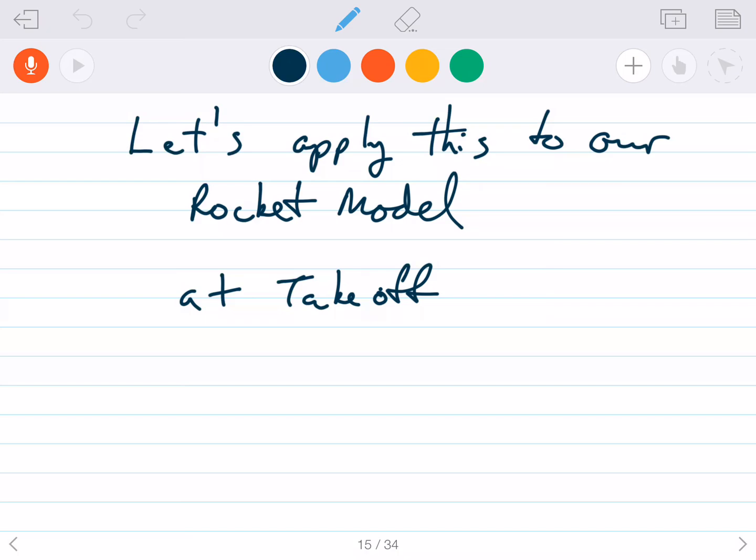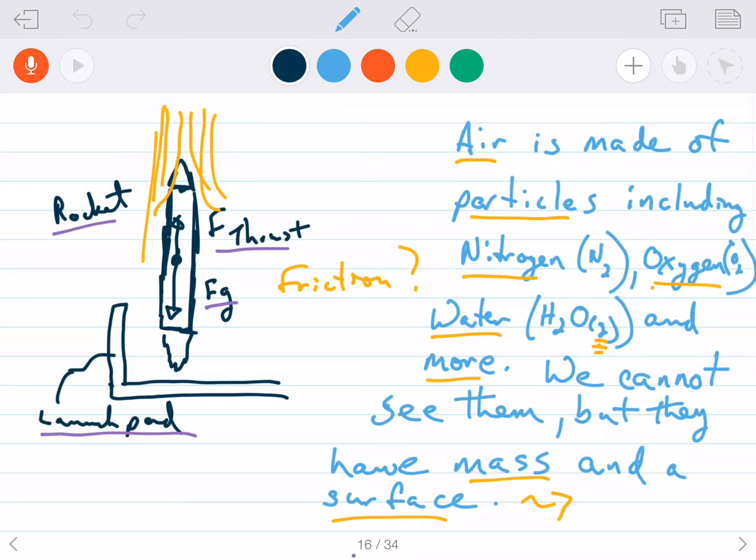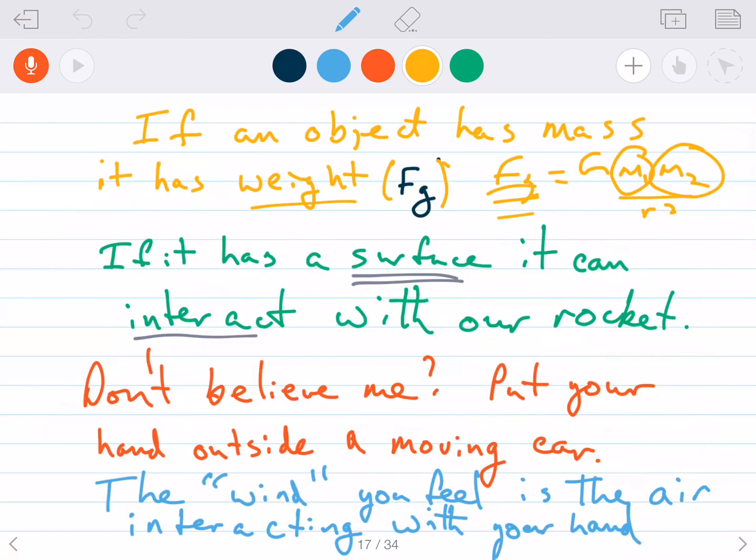So let's take a look at this and apply it to our rocket model. So we have air going, we have our rocket, we have the launch pad, the force of gravity is pulling on the force of thrust, but what about friction? So we have air here in the orange, air going over our rocket. And air is made of particles including nitrogen, N2, oxygen, O2, water, H2O as a gas, and more. We can't see these particles, but they have mass and a surface.